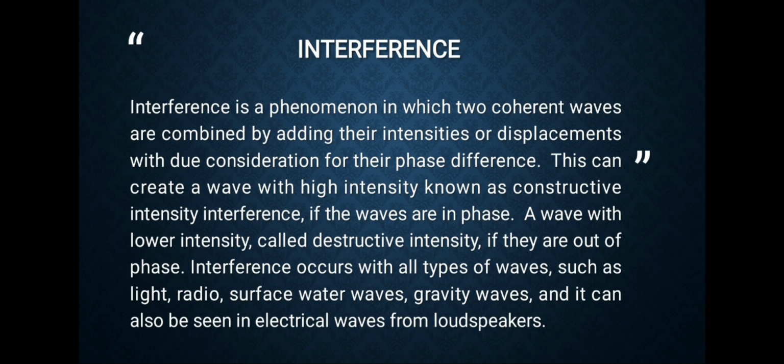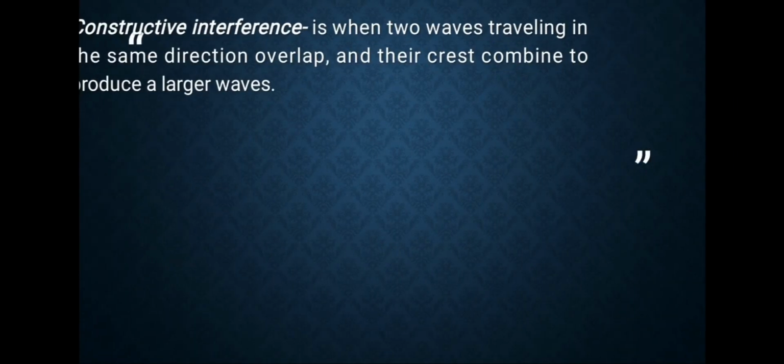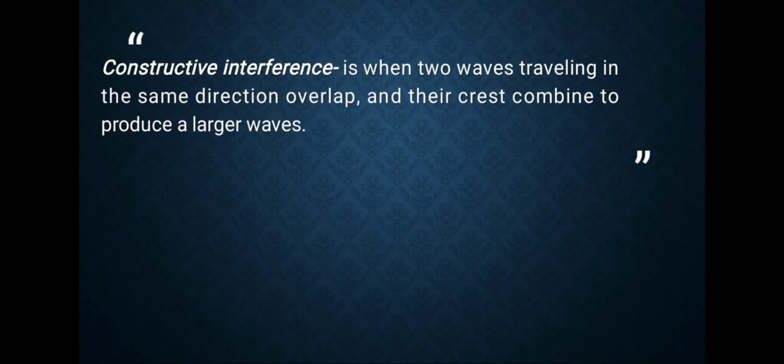Interference happens when two waves meet and combine, depending on how their high and low points match up. They can either add together to make a stronger wave or cancel each other out, making a weaker or even zero wave. Here are the types of interference. First, constructive interference.